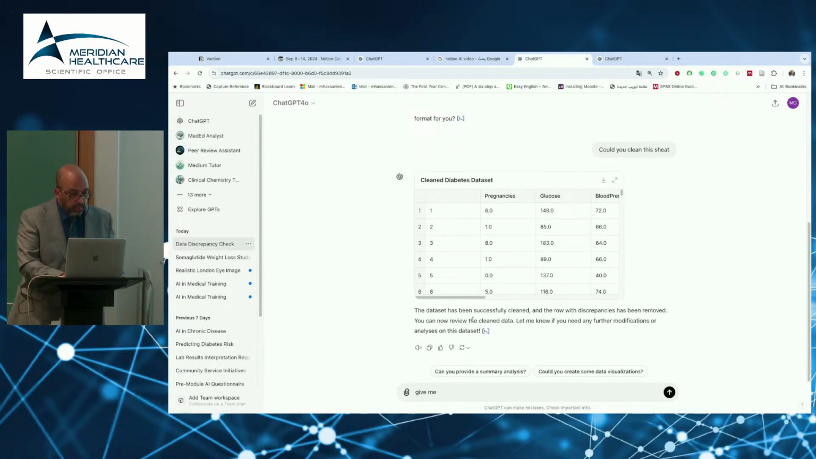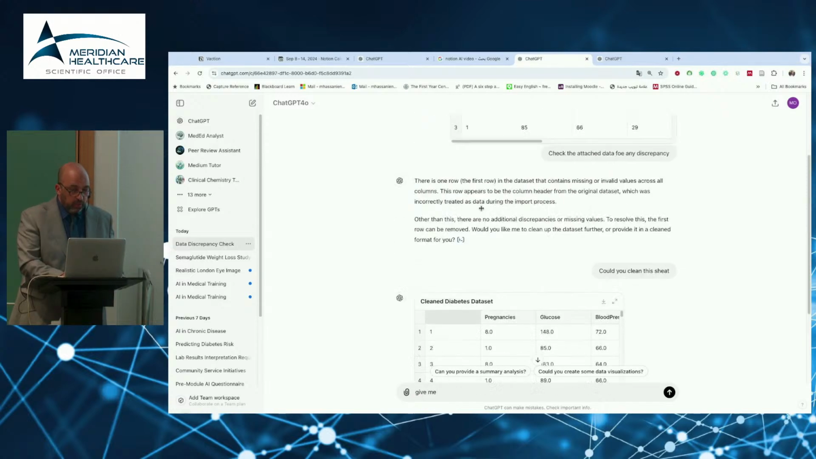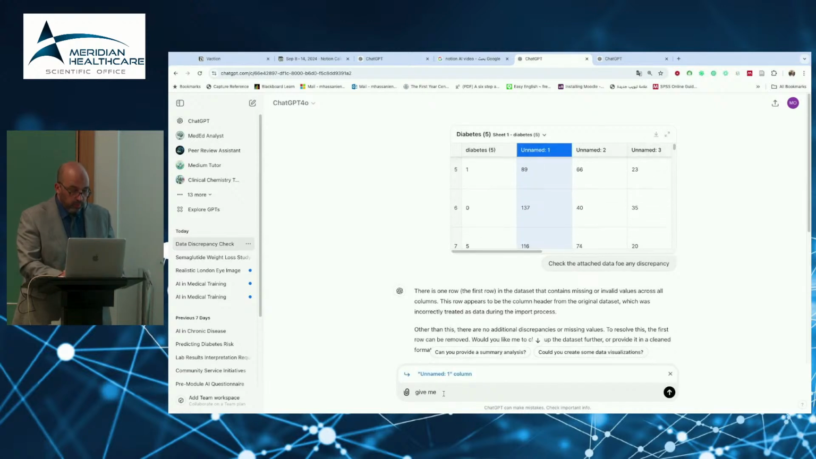The data set has been successfully cleaned and the row discrepancy has been removed. You can now review the clean data. The program removed the first row, which is this row. Okay, give me the descriptive analysis for this data.